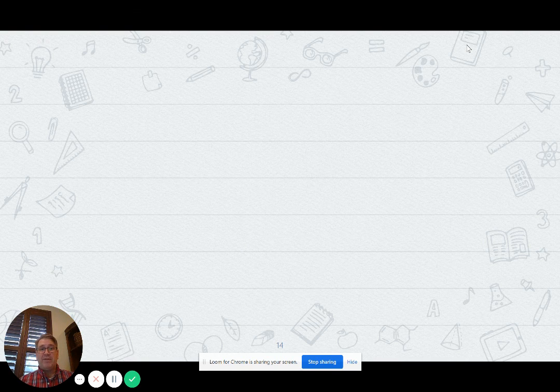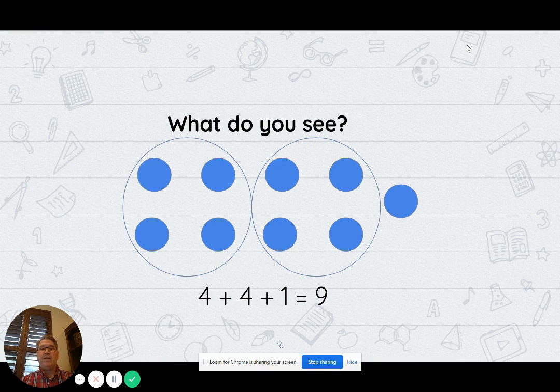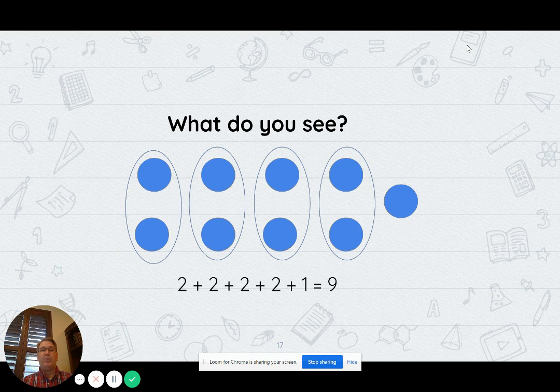Well, you might have seen it again in a horizontal way, the same way we did the last one, where you saw a row of 4 and a second row of 4 plus 1 more at the end. So 4 plus 4 plus 1 equals 9. Or you might have seen 2 groups of 4 like you would see on dice. So 4 plus 4 plus 1 again equals 9. Or you maybe even broke it into smaller parts. Maybe you had 2 plus 2 plus 2 plus 2 plus 1 more equals 9. Lots of ways to make the number 9.